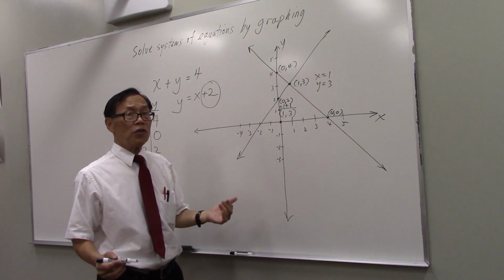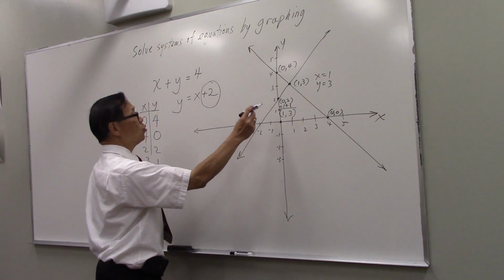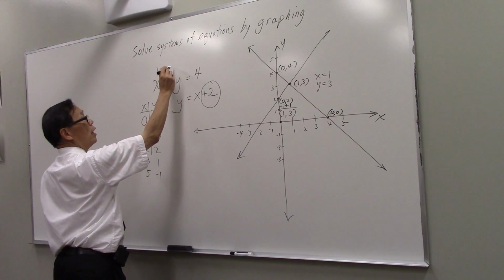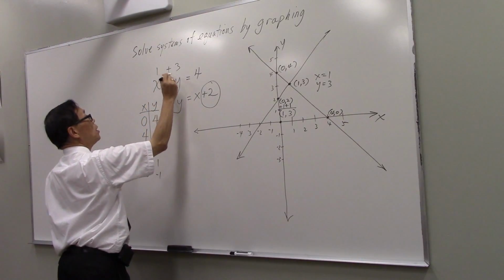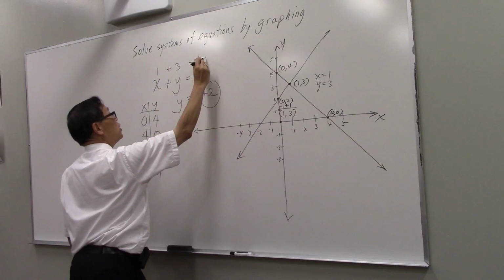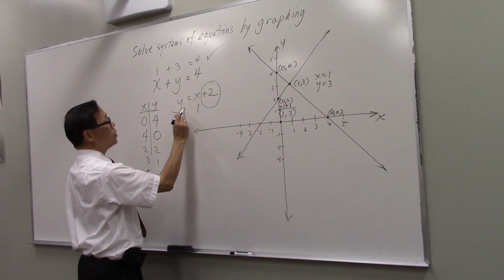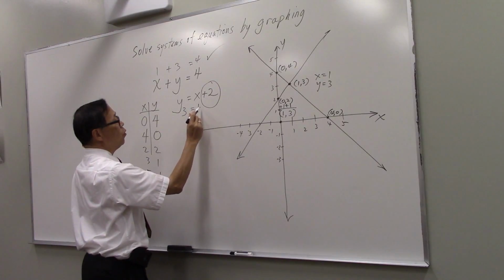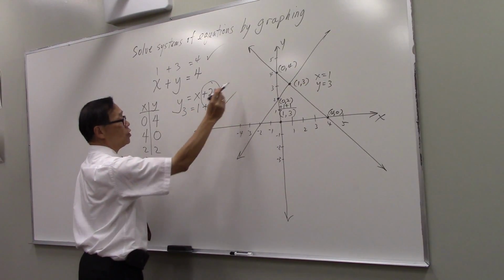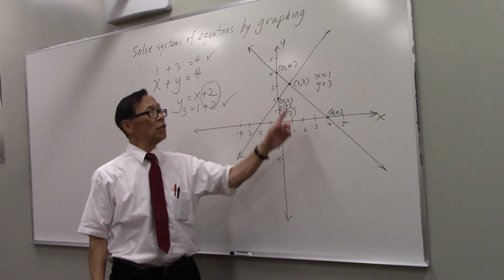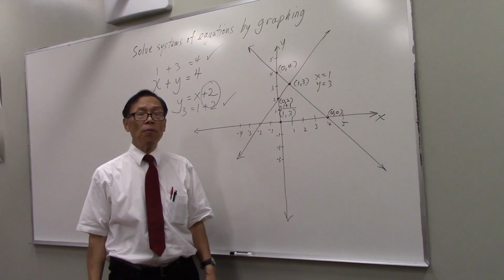And now to check if it's true, x is 1, y is 3, so 1 plus 3 equals 4. That checks. And if you put x is 1 here, y is 3, 3 is equal to 1 plus 2, that's 3, that checks. So this is the solution for both equations.